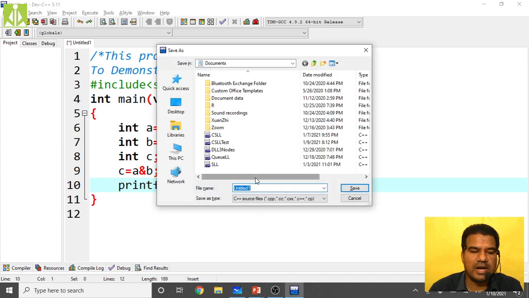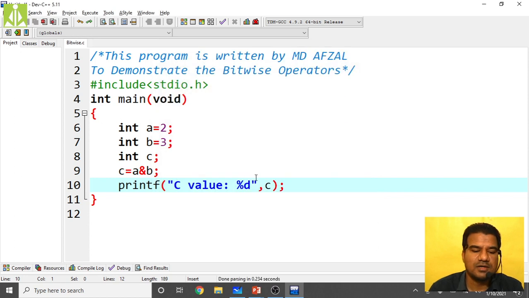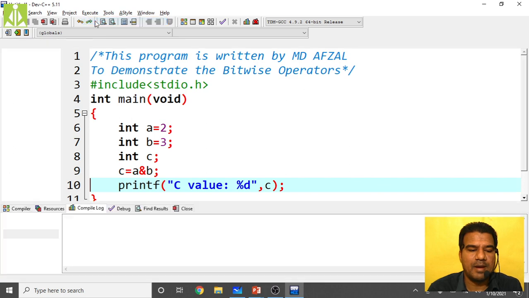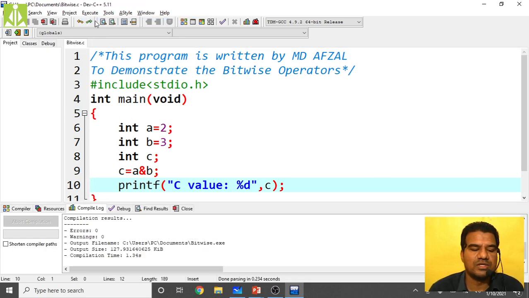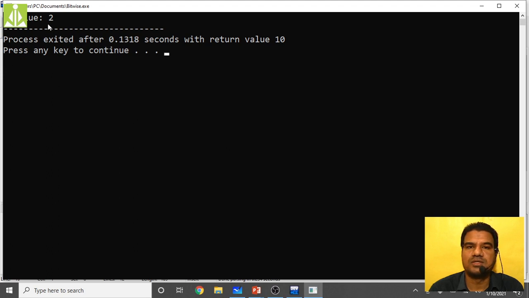Here you write the program name. We are performing all the bitwise operations, right? So bitwise.c, hit enter. Okay, the program got saved. Now go to execute, compile. Compilation is hopefully successful. Now run. See, we got 2, isn't it?